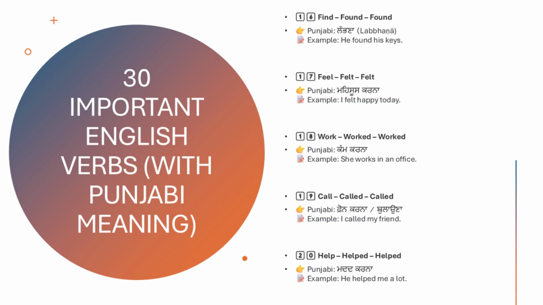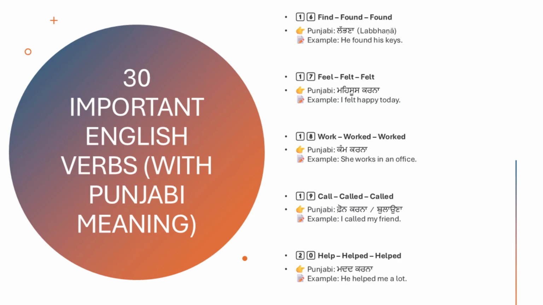And 19th verb is call, which means phone करना या बुलाना. Call, called, called. Call is the base form, and called is our past form and the past participle form. For example, I called my friend.